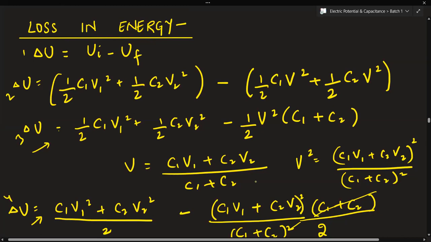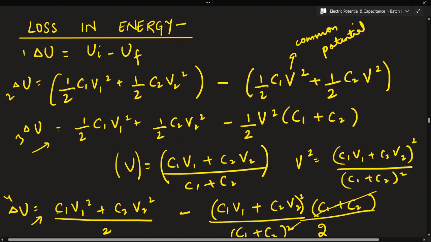See, in this, what we did, V's value we have calculated right now. Remember, (C1V1 + C2V2) by (C1 + C2), the common potential we had calculated. So capital V is ultimately the common potential. So V square will be what? If V is this, V square will be simply squaring both the terms. So V square will be equal to (C1V1 + C2V2) whole square divided by (C1 + C2) whole square, because we want V square right now.